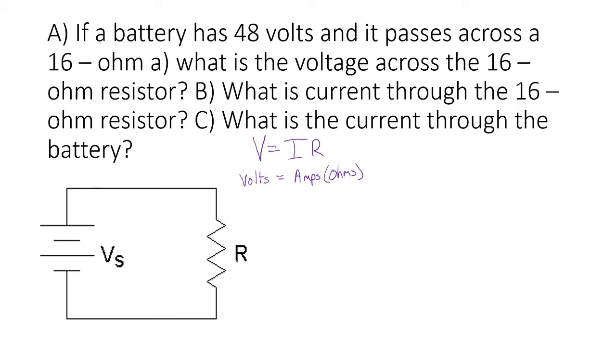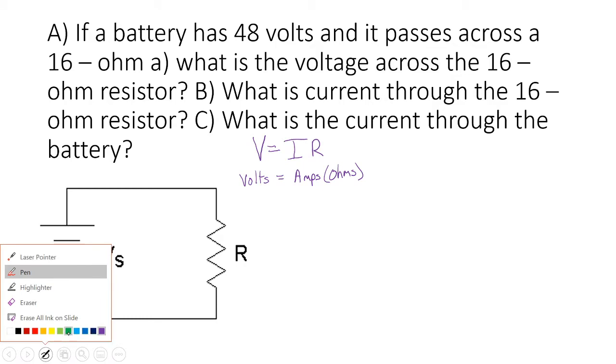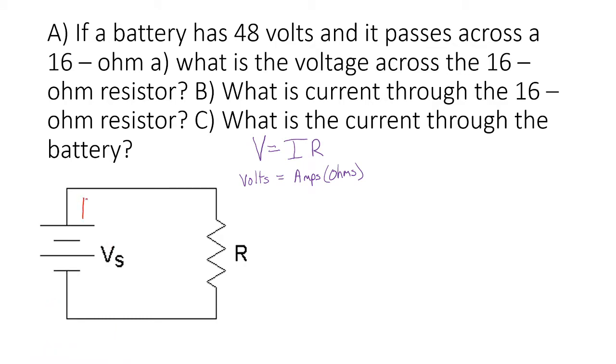The first thing that we want to do is find the voltage across this 16 ohm resistor. And voltage remains consistent throughout an electrical circuit. So if there are 48 volts that start here, it's going to remain consistent throughout the whole thing. So there'd still be 48 volts down here as it travels throughout. So the answer to question A is 48 volts.